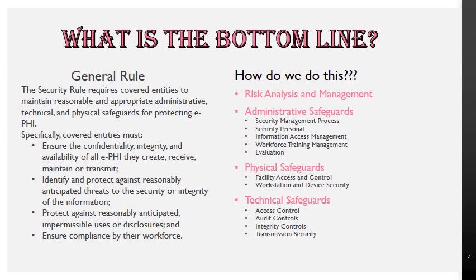How do we do this? They give specific details, and they are very long processes, but it involves a risk analysis and management. The risk analysis and management is broken down into 3 categories: administrative safeguards, physical safeguards, and technical safeguards, all pertaining to electronic medical records and technological transfer of protected health information.